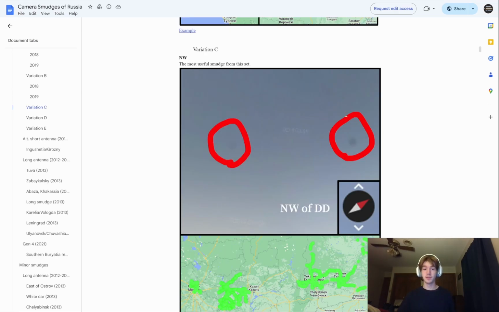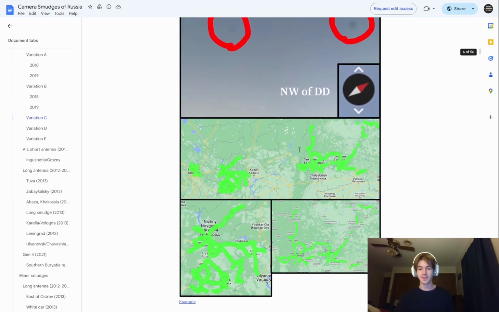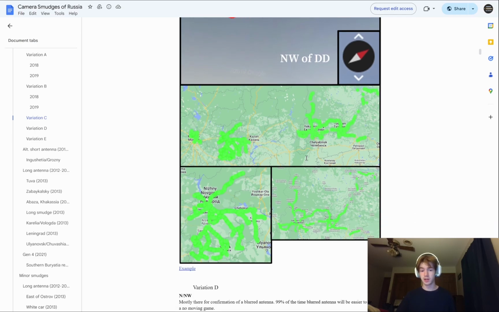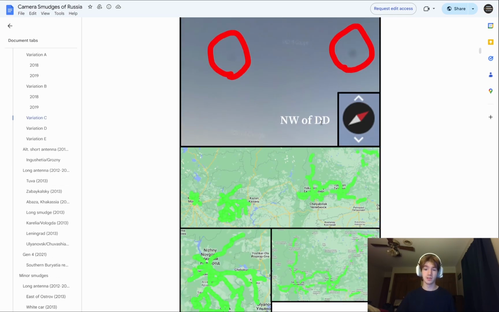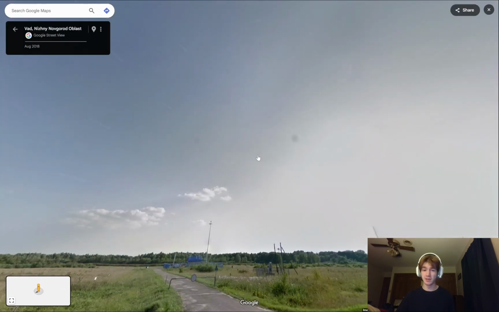I also totally forgot to talk about one of the smudges. So it's this one here, the most useful smudge from the set. However, I'm being sarcastic. So we have one in Nizhny, basically around Nizhny. We have one around Ekaterinburg and Tyumen, and then we have one in Moscow. But this is basically useless, unfortunately. So this is the other variant of front smudge that I kind of referred to earlier. If you see this, it's just kind of unfortunate.